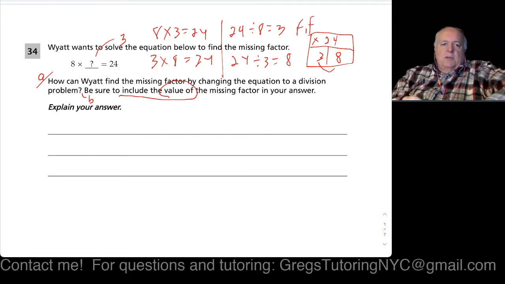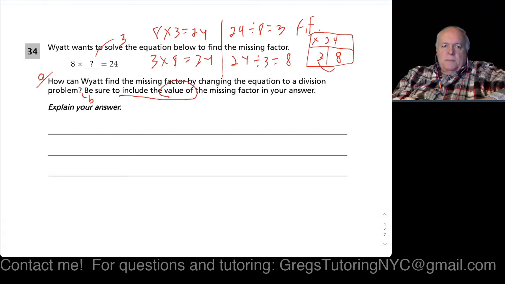So given that we have those 4 choices, Wyatt wants to solve the equation below to find the missing factor. The missing factor is 3. So you just can't explain that multiplication is the reverse of division. That's part of your explanation. And by the way, if you notice, I'm going to underline this here.